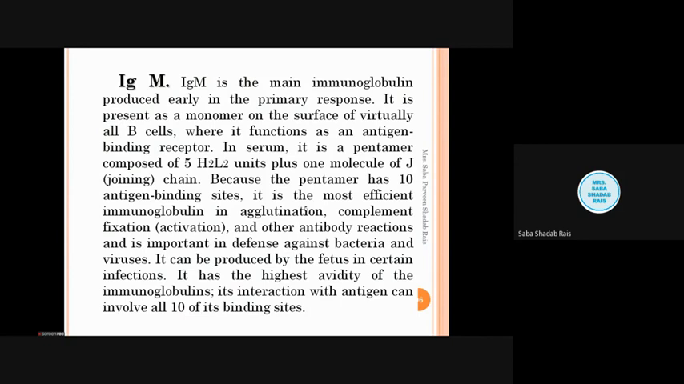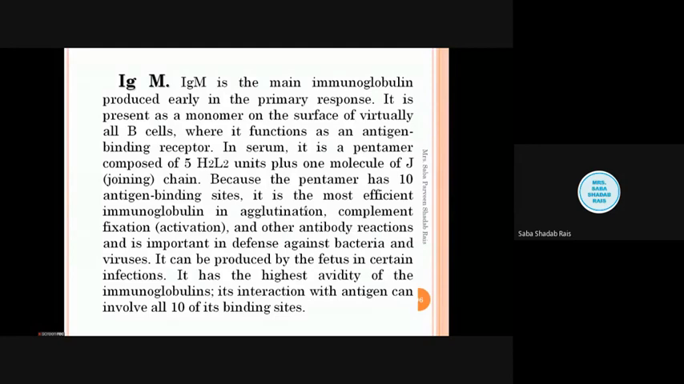Now when we talk about the pentamer, it will have two sides. So 5 into 2, it will have 10 antigen binding sites. Amazing, it can hold 10 antigens at one time. So it is the most efficient immunoglobulin in agglutination.